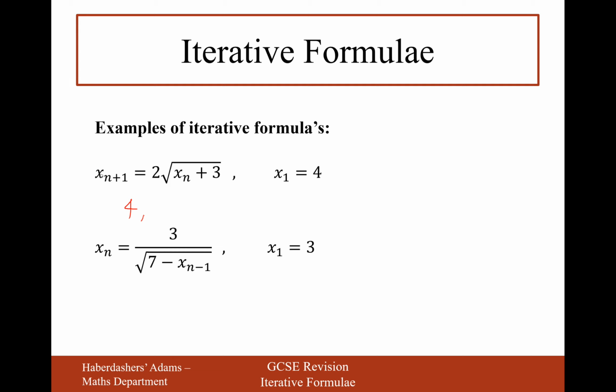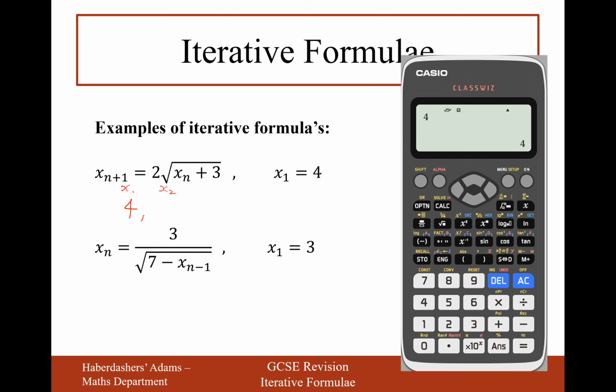So this subscript here is just denoting which term in the sequence I'm at. And in the first one, it'll be x1. And to get x2, the second number in the x sequence, I use this formula. So the way I can use my calculator to do this is by typing in 4, and that will be now the first number in the sequence.